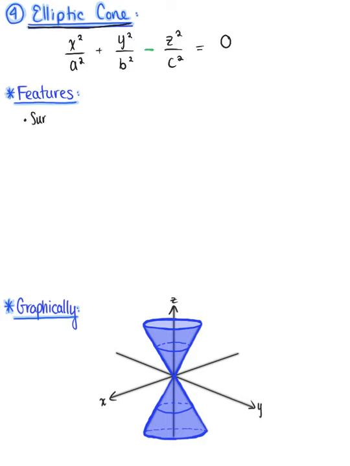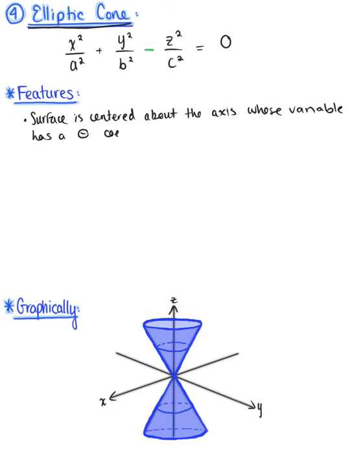So we can say that the surface is centered about the axis whose variable has a coefficient of a different sign. And we'll simplify this: who has a negative coefficient. Again, looking at our surface here, we can see that the axis of symmetry is going to be about the z-axis.